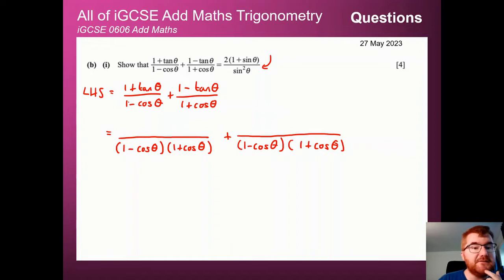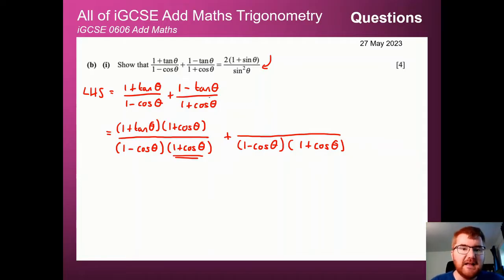So if I look at this first fraction here, we're going to multiply top and bottom here by 1 plus cos theta. So we're going to get ourselves 1 plus tan theta times 1 plus cosine theta. So all I've done to this fraction here is just times top and bottom by 1 plus cos theta. And here, kind of the other way round, I'm going to multiply top and bottom by 1 minus cosine theta, kind of unsimplifying the fraction here. Once we've done that, well, we can do a lot of simplification at this point.